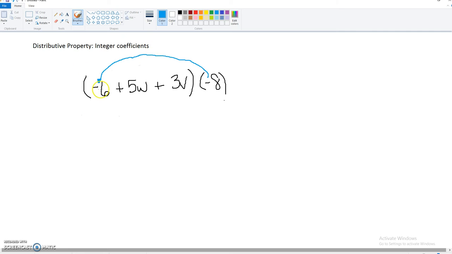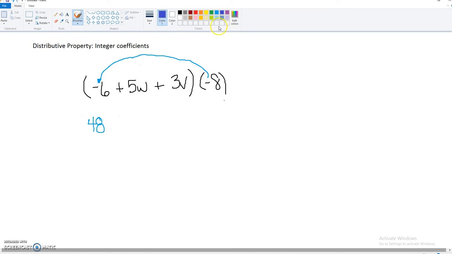I'm going to multiply by a -6. And notice where I put that arrow. I put it by the sign so that way I can make sure that I don't forget that, because if mistakes or errors are going to happen, it's going to be with the signs. Okay, so -6 times -8 gets us 48.